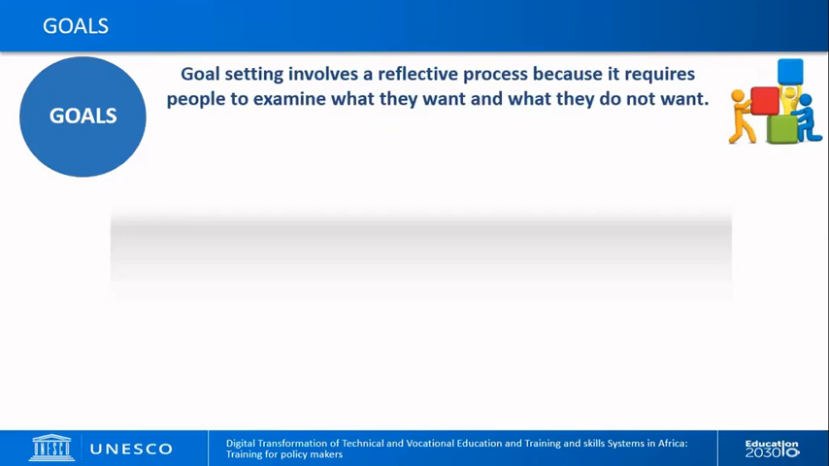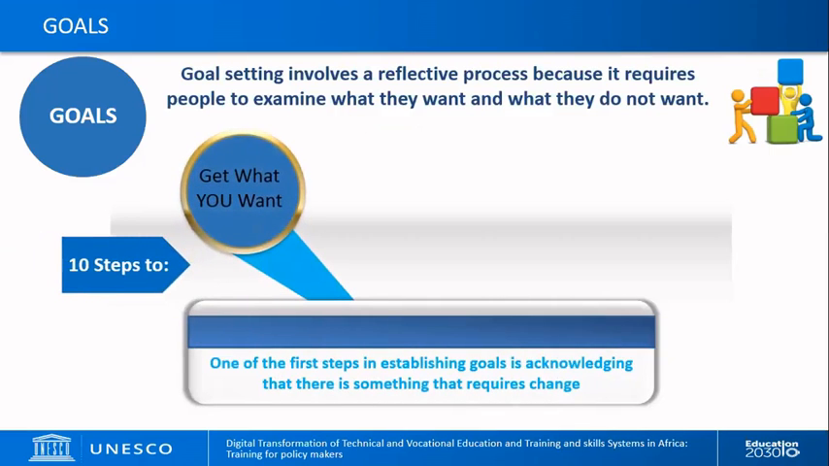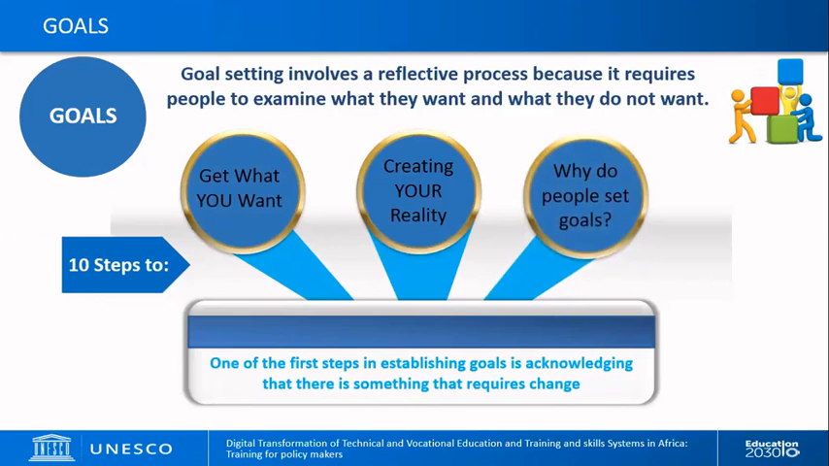Now, goal setting involves a reflective process because it requires people to examine what they want, what they do, and what they do not want. So one of the first steps in establishing goals is acknowledging that there is something that requires change. And this begins with getting what you want, creating your realities, and why people set goals.